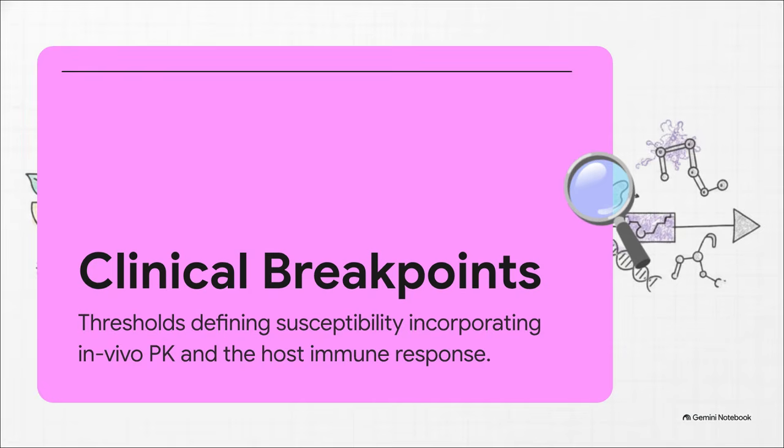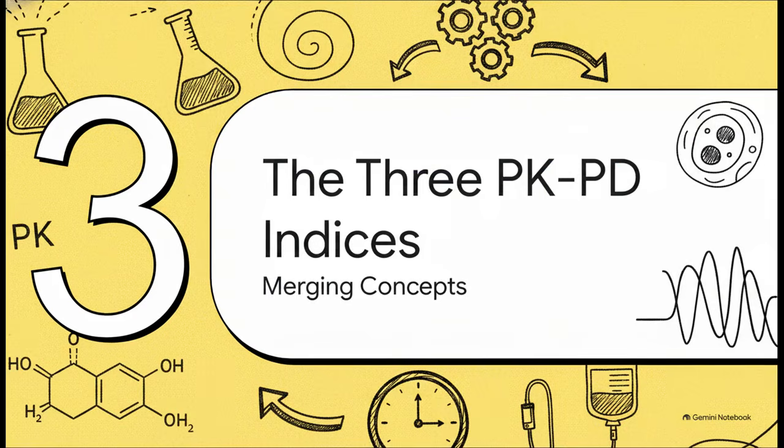And that brings us to clinical breakpoints. This is the stuff doctors actually use on the hospital floor to make treatment decisions. Breakpoints bridge the gap between those isolated lab tests and reality by factoring in the patient's in vivo PK and their own immune response. If an infection hits that susceptible breakpoint category, the standard dose is highly likely to cure the patient. Which leads us to Section 3, the 3 PKPD indices, where we merge these concepts together.